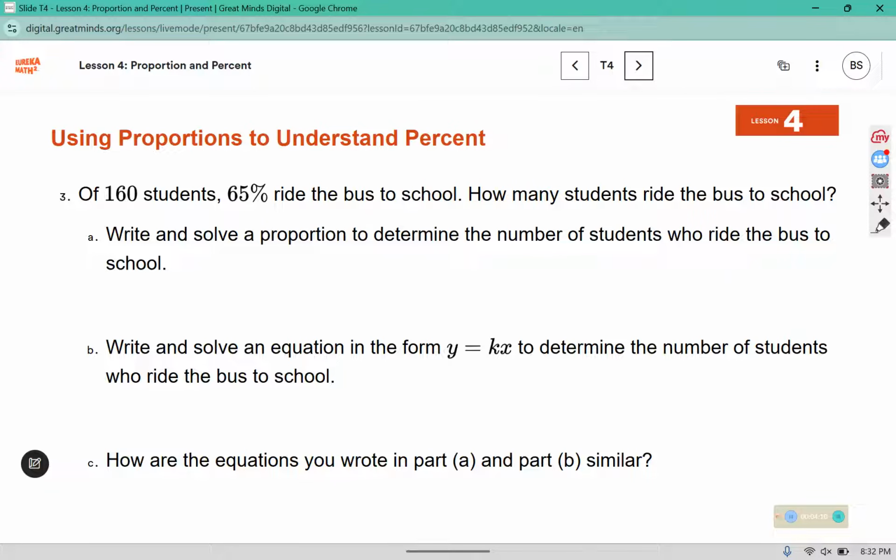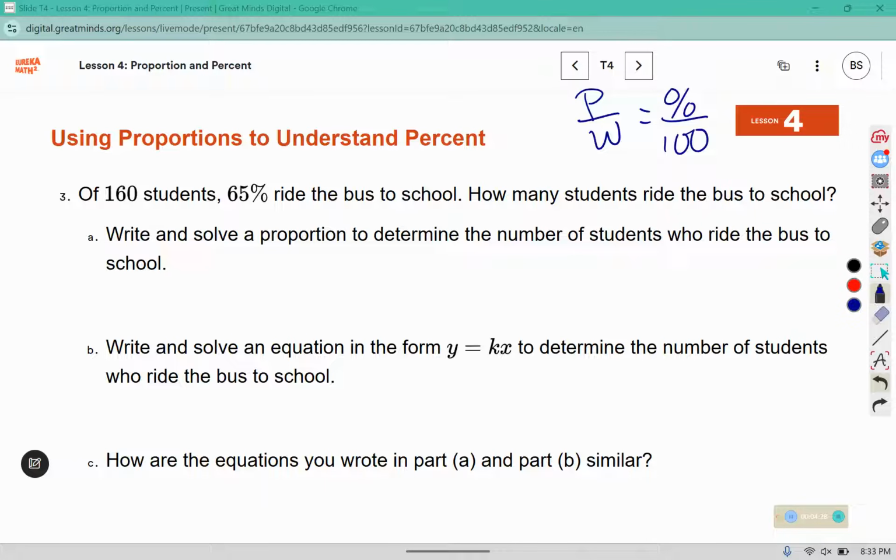Of 160 students, 65% ride the bus to school. How many students ride the bus to school? Write and solve a proportion to determine the number of students who ride the bus to school. So again, part, whole, percent, 100. So the percent was 65. Out of 100 students would ride the bus to school.